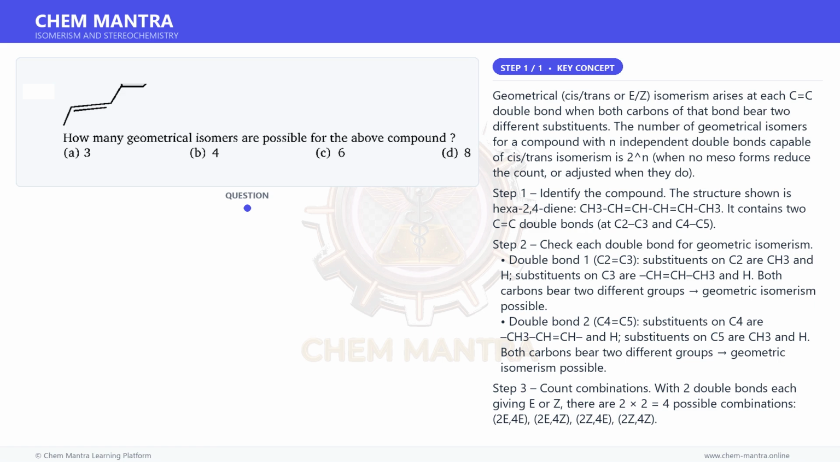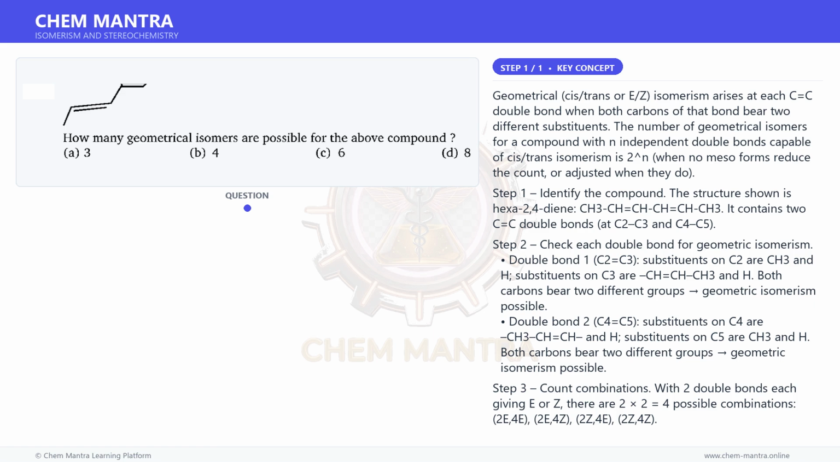Geometric isomerism possible. Double bond 2, C4=C5. Substituents on C4 are CH3-CH=CH and H. Substituents on C5 are CH3 and H. Both carbons bear two different groups. Geometric isomerism possible.